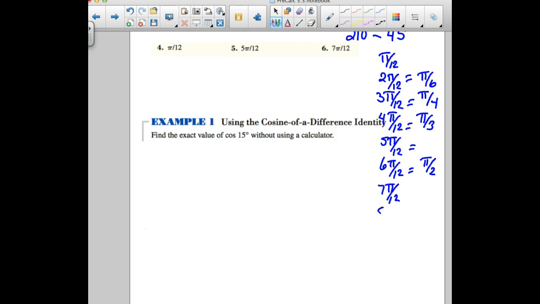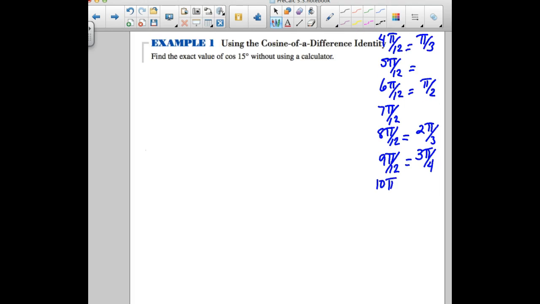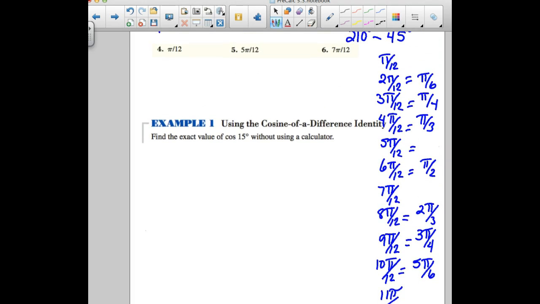7 pi over 12. 8 pi over 12 would reduce to 2 pi over 3. 9 twelfths reduces to 3/4. 10 twelfths reduces to 5/6. And 12 twelfths reduces to 1 pi. So you'll notice that most of our twelfths can be written as one of our angles on our unit circle. There's a few, like 5 twelfths, that can't, but we're going to look at how we can create that using combinations of the other ones that we know. All right, so again, there are multiple ways we can get an answer here. If I want to get, for number 4 here, pi over 12, I want 1/12, I can subtract two values that are right next to each other.